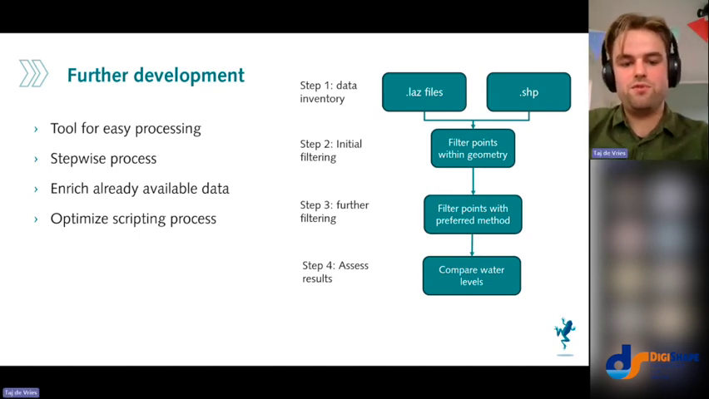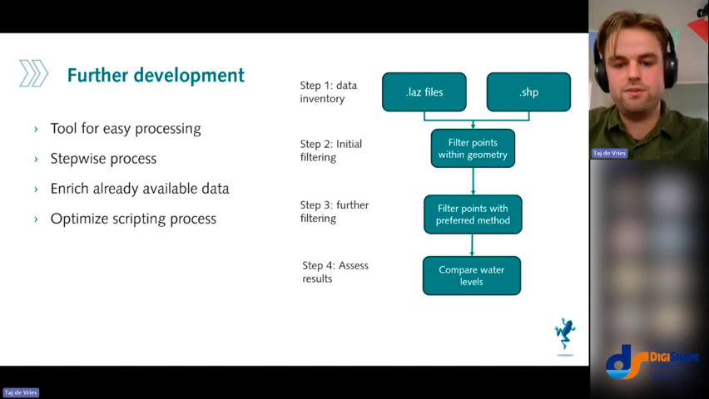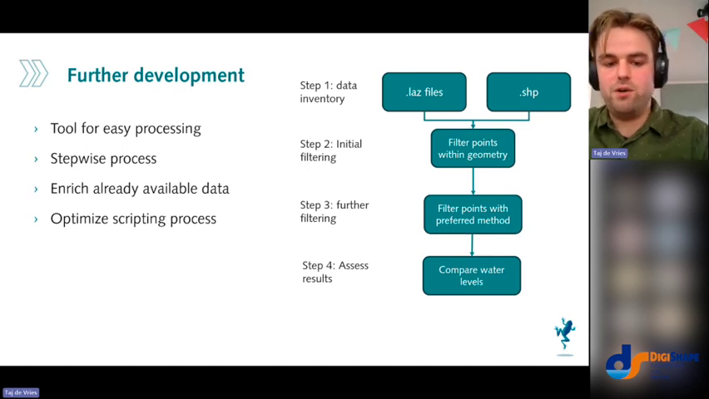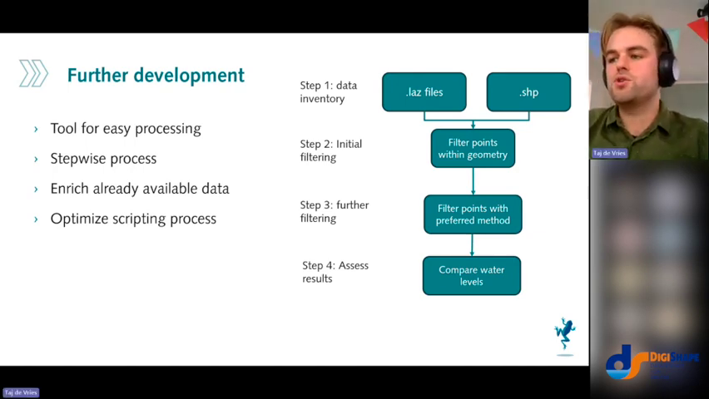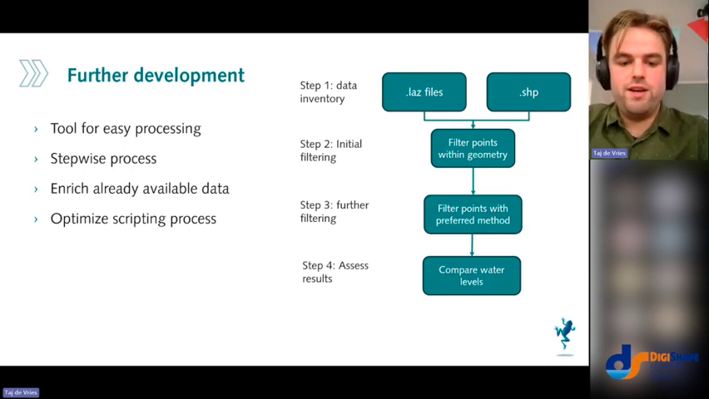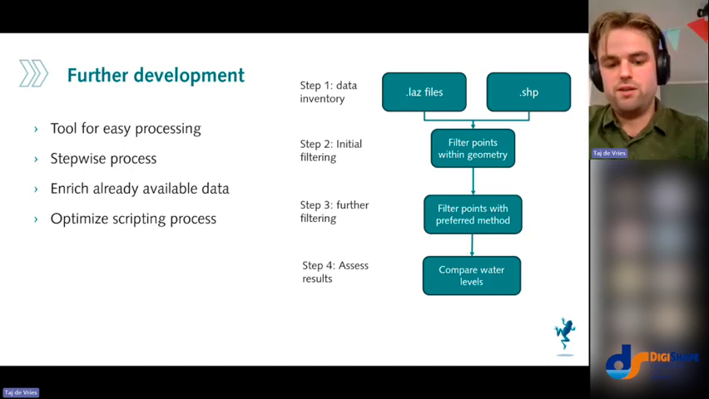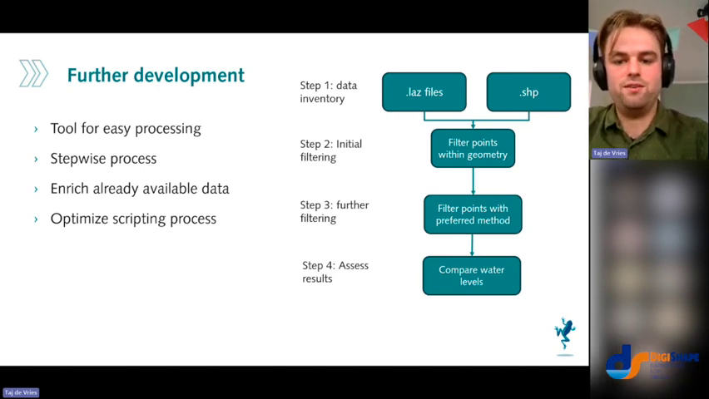So we go to step 3. We can apply the filtering methods that we want, and you can also add your own filtering methods to it. And then in step 4, we want to assess the results, so get mean values, or compare them to water levels that we measured. In this way, we can use data that is already available, like the AHN, or what we see at Hoogheemraadschap Noorderkwartier, which uses its own LiDAR data for measuring dike levels, and enrich it and use it for other purposes that we did not do before.